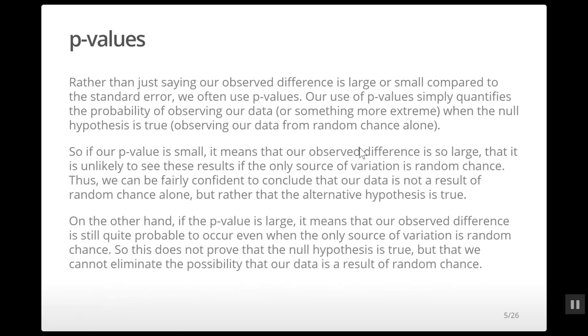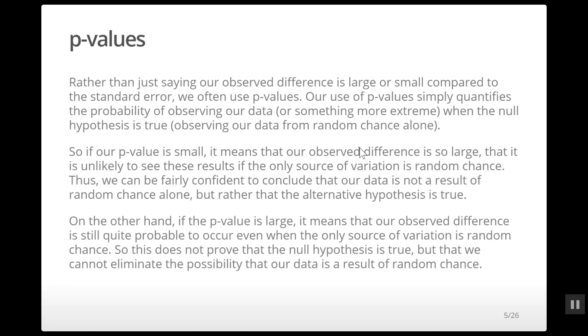And rather than just saying our observed difference is large or small compared to the standard error, we will use p-values, right? All that does is it quantifies the probability of getting our data. Rather than just saying, hey, this one was 5 times bigger than the standard error, that seems large, and this one was only 1.2 times bigger, that's not so big, we use that value, look it up in a table or something, and get a p-value. The p-value actually gives us a number. It gives us the probability of observing our data if we assume the null hypothesis is true.